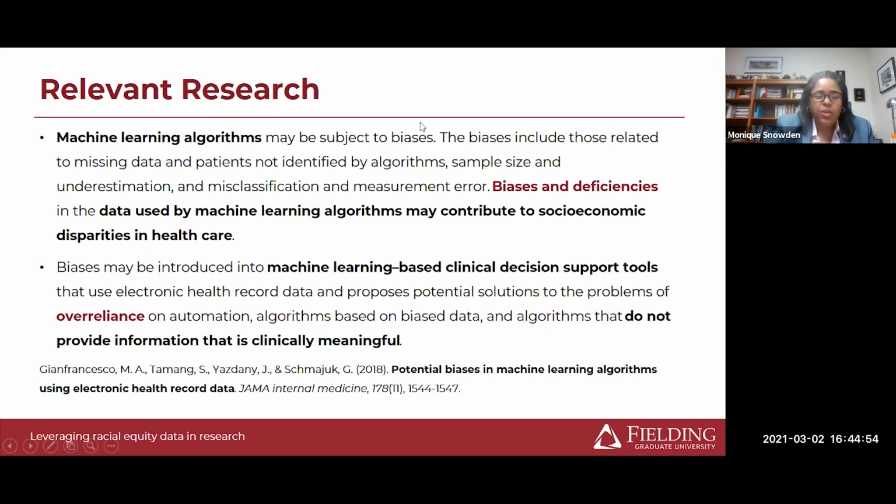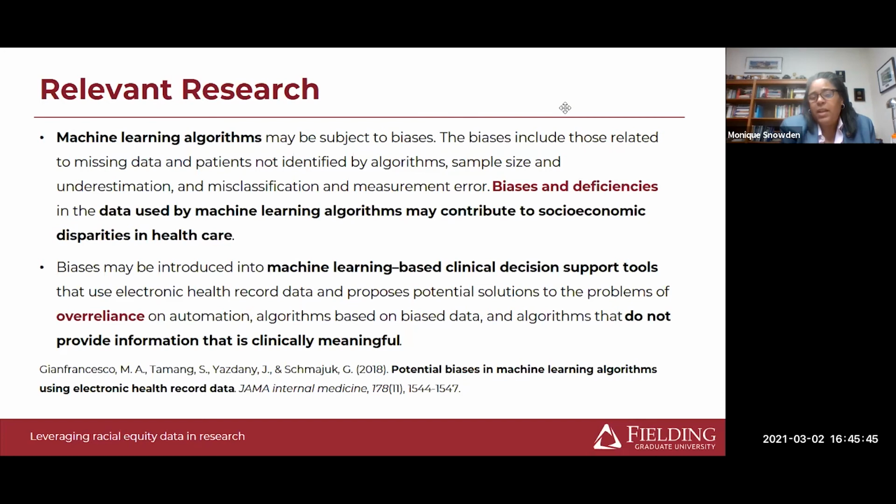One is research on potential biases in machine learning algorithms using electronic health record data. Some of the findings here are that machine learning algorithms may be subject to biases, and that data used by these algorithms may contribute to socioeconomic disparities in healthcare. Biases could be introduced into these machine learning based clinical decision support tools. And because our society is becoming so technically bent, there may be an over reliance on automation and algorithms based on biased data, and algorithms that do not provide information that is clinically meaningful.